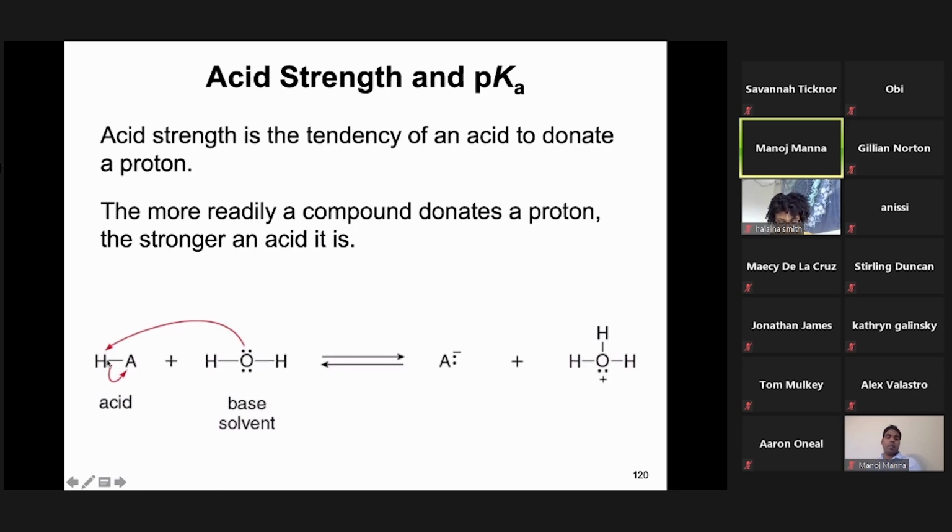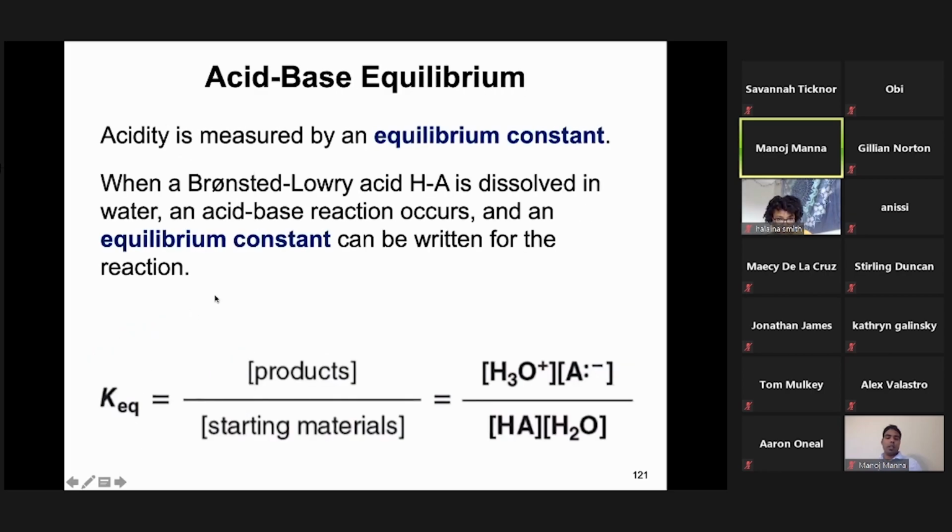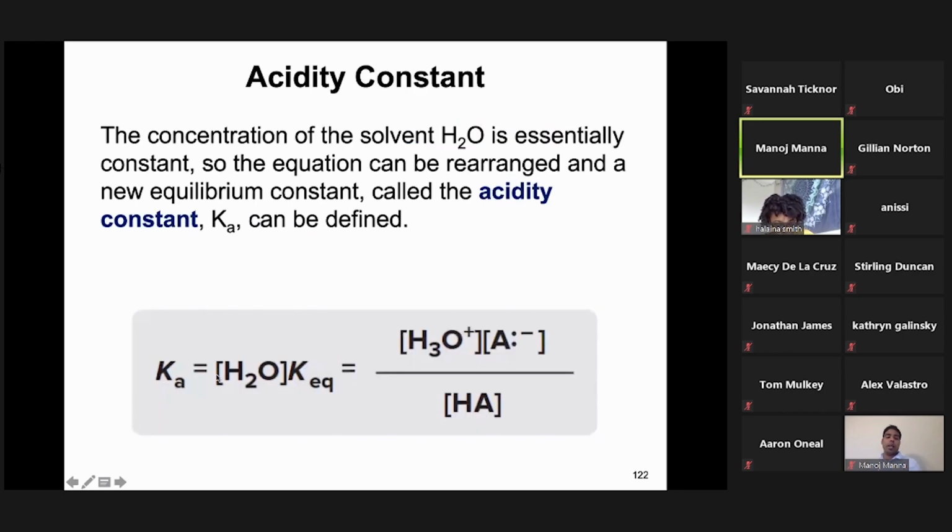That means if you have an acid, you get a conjugate base, A minus. This particular case we represent by the acid dissociation constant, or equilibrium constant. K equilibrium equals products over starting material, right? That's the expression for an acid you put in water that dissociates into H plus and A minus. So that's the expression for K equilibrium. If we know K equilibrium, it equals this one, Ka, which is called the acidity constant Ka.